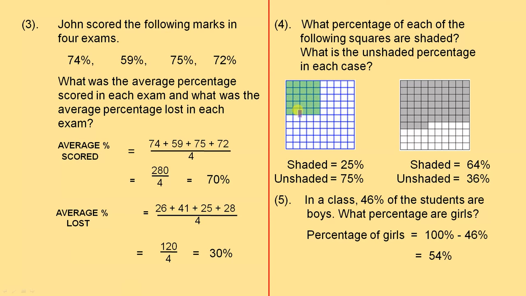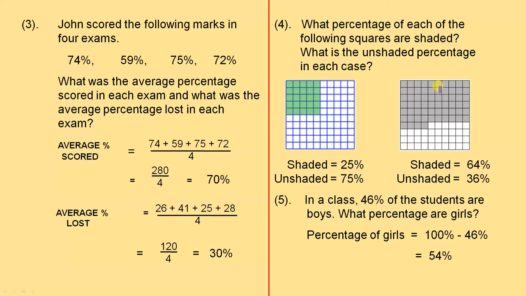So the ones that are shaded, 1, 2, 3, 4, 5, and then we've got 1, 2, 3, 4. So that's 25%. 25 of those squares are shaded. So that's 25% because that's 100. It makes it easy when it's 100. So the unshaded is 75%.